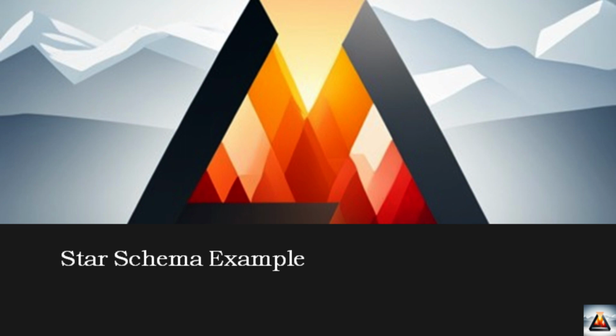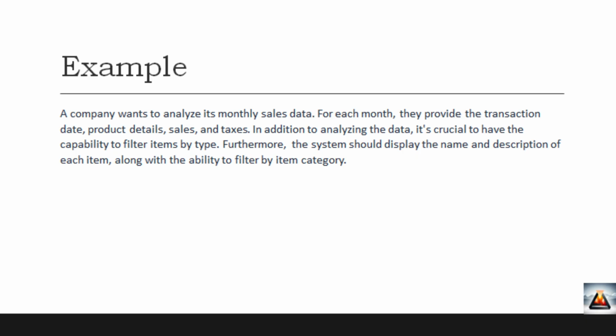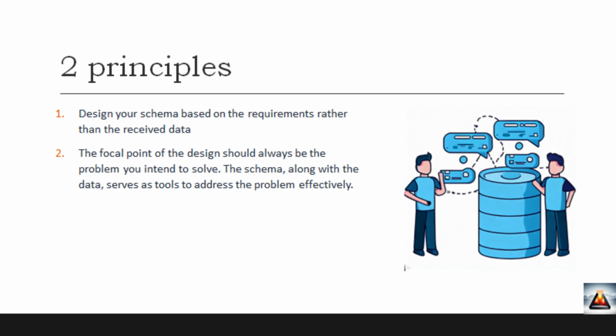Now that we have the basics, let's take an example and visualize how the star schema would appear. A company wants to analyze its monthly sales data. For each month, they provide the transaction date, product details, sales, and taxes. In addition to analyzing the data, it's crucial to have the capability to filter items by type. Furthermore, the system should display the name and description of each item, along with the ability to filter by item category. Before beginning the exercise, a few comments on common mistakes that frequently arise during the design process.